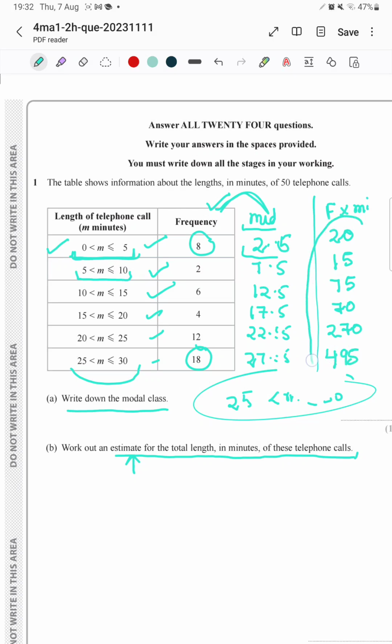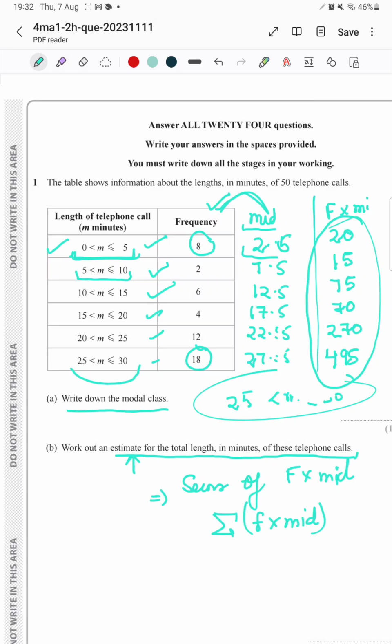We just need the total length of these calls now, so we will add them up. We find the sum of all the values, f multiplied by the midpoint, which we write like this: summation of f times the mid values. So we multiply them and add those values. 20 plus 15 plus 75 plus 70 plus 270 plus 495 gives me 945 minutes in total. So this completes question 1.